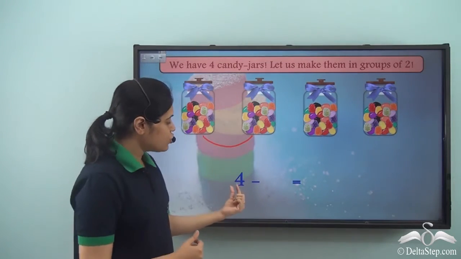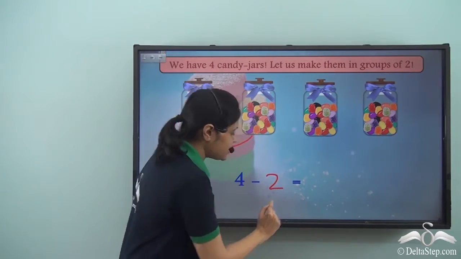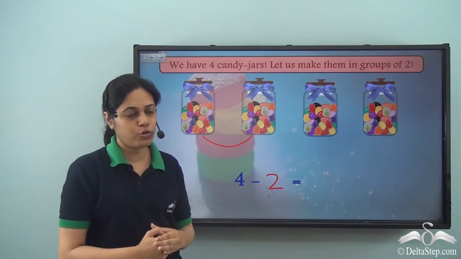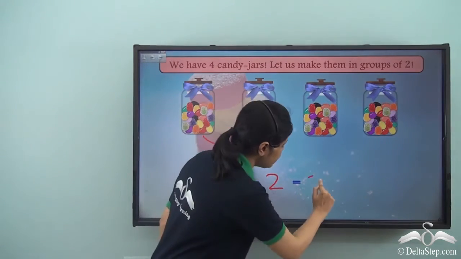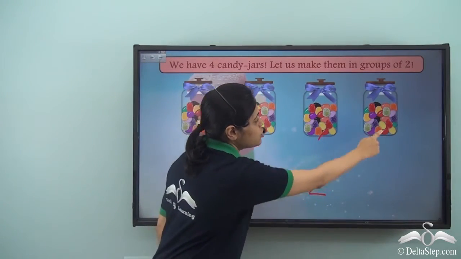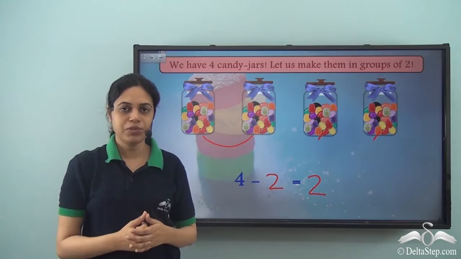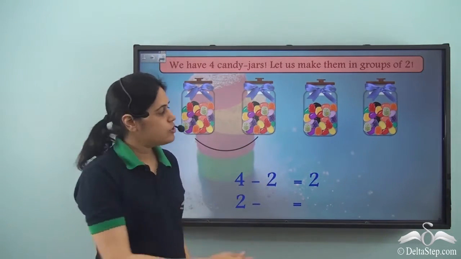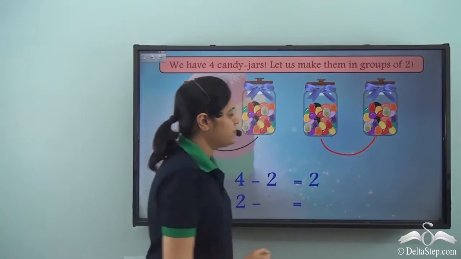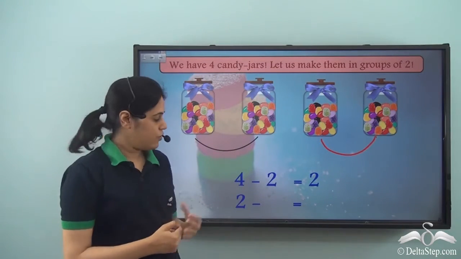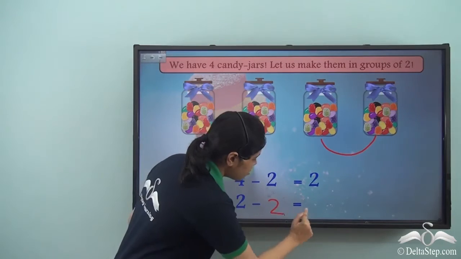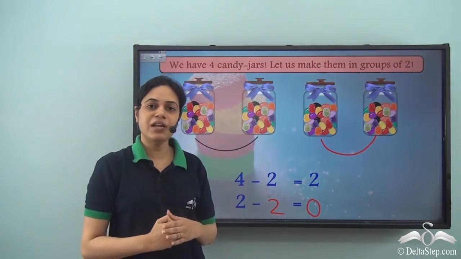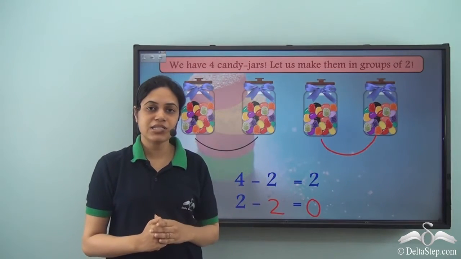How many? So from 4, I subtract 2 because I have already taken these 2 and formed a group. So 4 minus 2 gives me 2. So I have these 2 candy jars left with me. Now I can make another group. So I can take these 2 and make another group. So 2 minus 2 gives me 0. And as we can see as well, there are no more candy jars left.